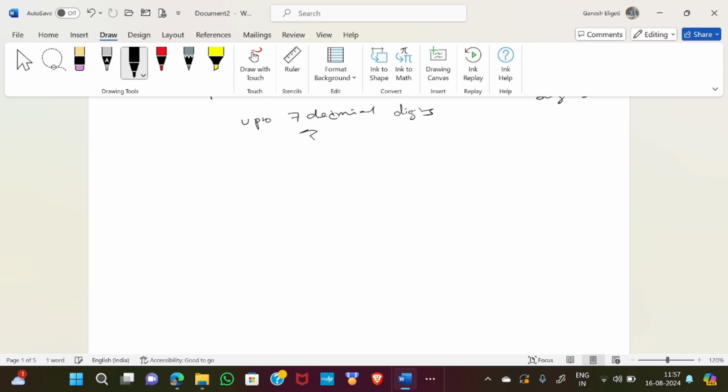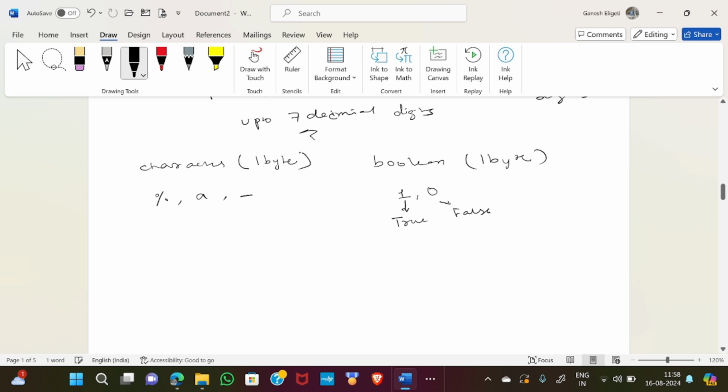Okay. And the other two are characters, which can be represented with 1 byte. So character is basically something like maybe you want to represent a percentage, or a letter, or maybe some special character, something like that. Another one is Boolean, which also has a size of 1 byte. And in this, you can represent a 1 or a 0. So 1 is basically true and 0 is false.